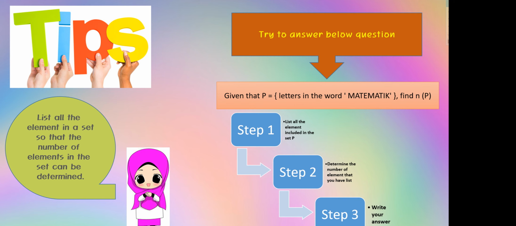So I think all of you already have the answer. Let's check the answer. The answer is 6. The letters involved in the set, which means the elements involved in the set, are M, A, T, E, I, and K. We only have 6 letters involved. The letter which is repeated is not going to be listed out 2 times.